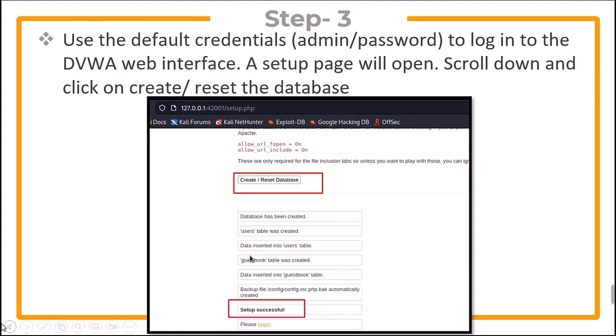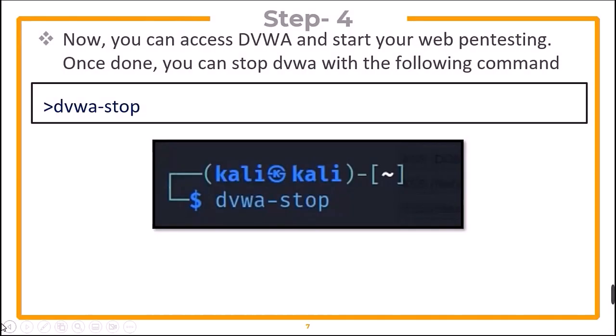A setup page will open. Scroll down and click on Create / Reset Database, and your setup will complete. Now you can access DVWA and start your web pen testing. Once done, you can stop DVWA with the command dvwa-stop.